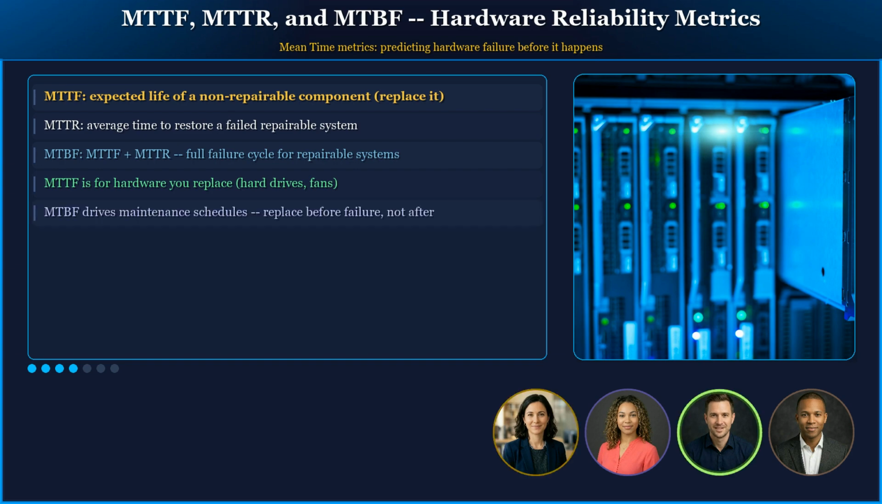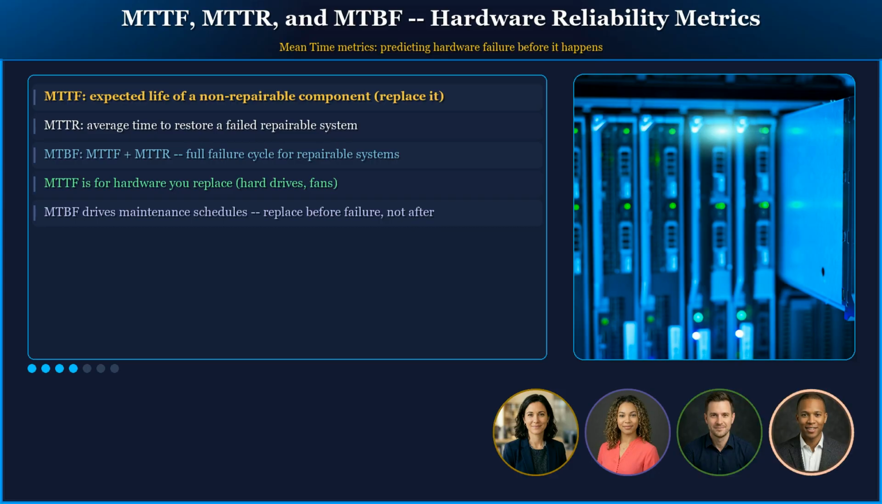Here is where mean time between failures gets practical for business continuity planning. If your server cluster has a mean time between failures of 2,000 hours, you schedule maintenance before the expected failure, not after. Proactive replacement keeps you in control of when the downtime happens.